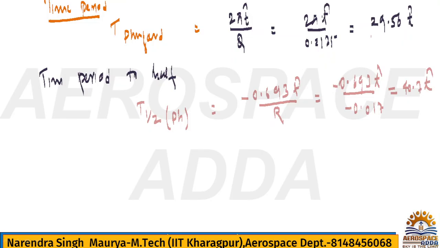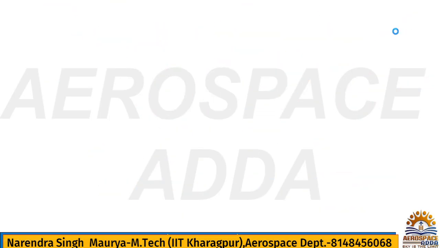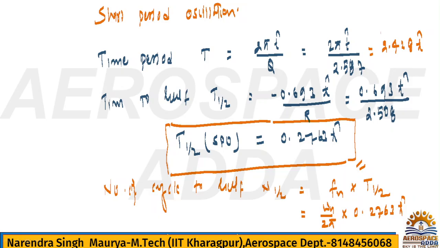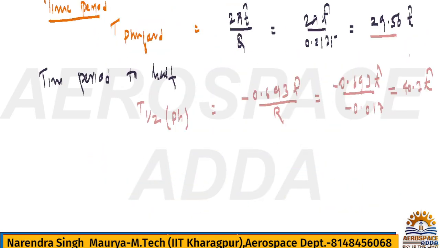You can see for the long period oscillation the time period is 29, and for the short period oscillation it is 2.42. So this one is big, and that is the reason it is called long period oscillation, and that one is called short period oscillation.